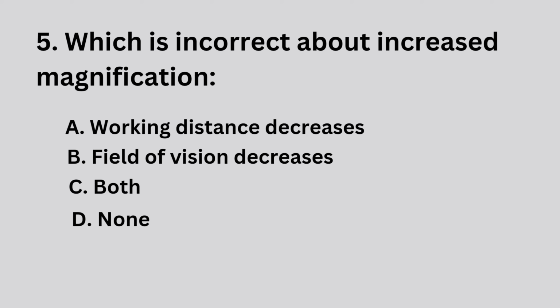Next question, which is incorrect about increased magnification? Option A, working distance decreases. Option B, field of vision decreases. Option C, both of them. And option D, none of them. Correct option is option D, none of them.